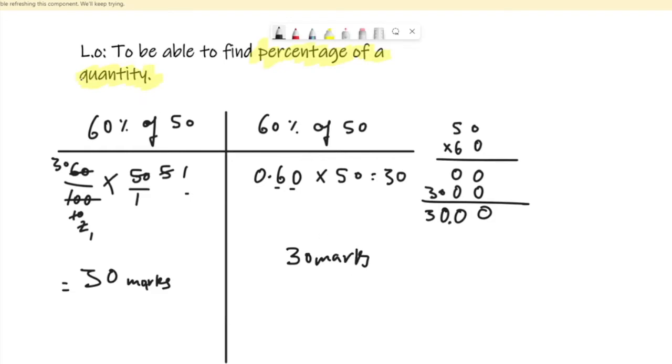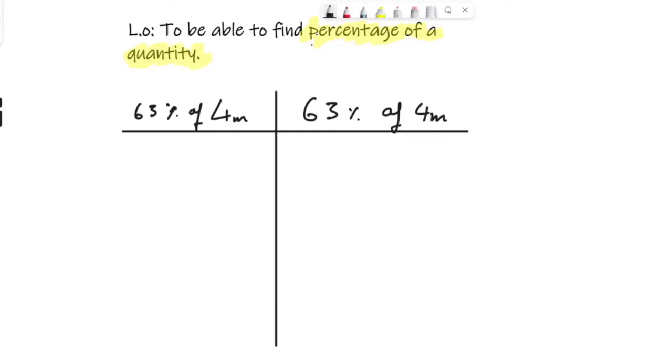Okay, let me give you some more examples. Now here you have to figure out 63% of 4 meters. I'll do this question both ways. 63% will be written as a fraction, 63 over 100, times 4. Simplify it: 4 times 1, 4 times 25. I think we cannot simplify it anymore, so it is 63 over 25.